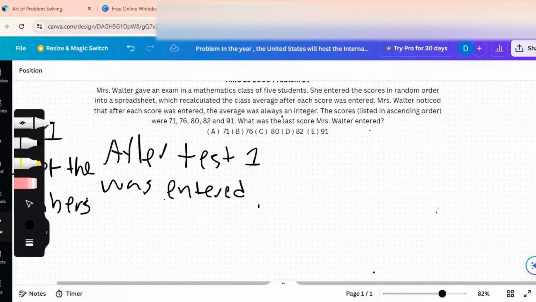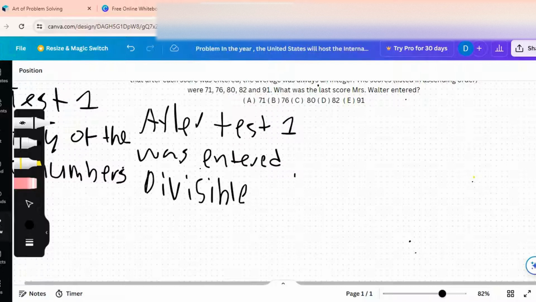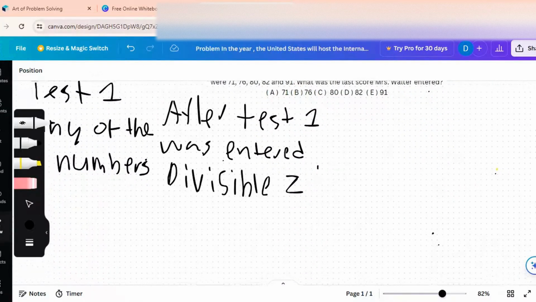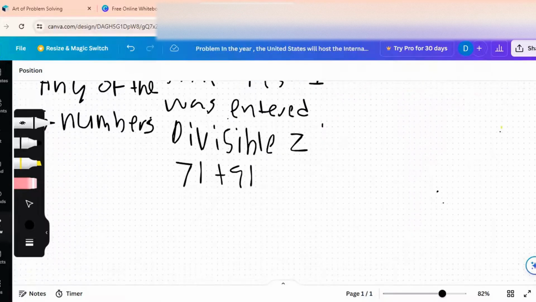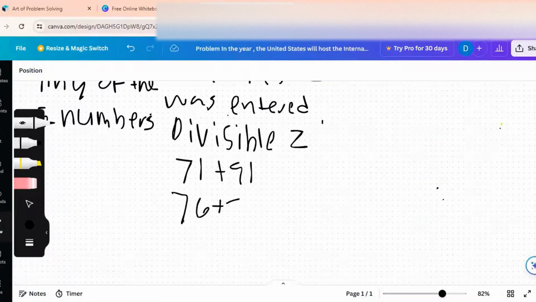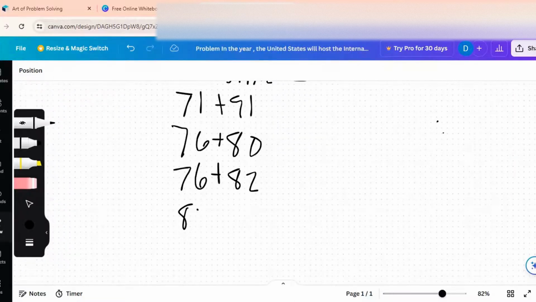Okay, so after test 1 was entered, both of the first two tests have to be divisible by 2. So that narrows the search down by a little bit. So it could be 71 plus 91, 76 plus 80, 76 plus 82, and 80 plus 82.